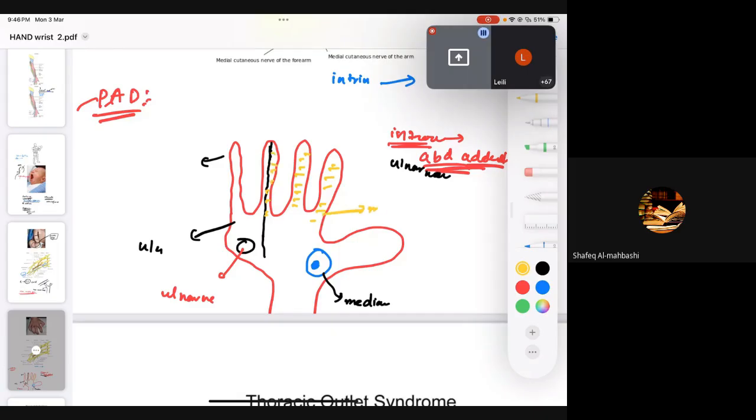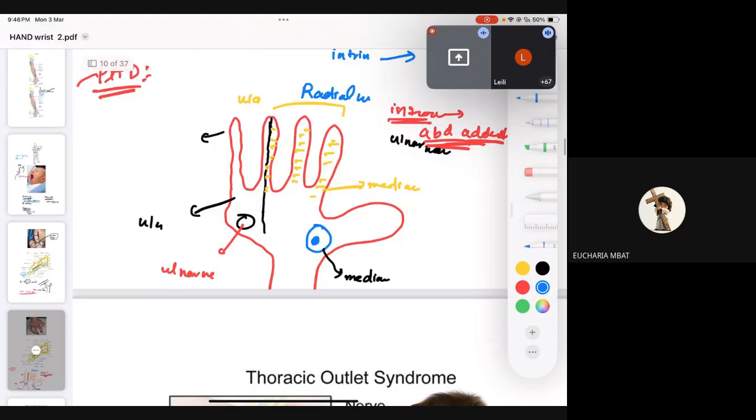It's done by your median nerve. While at the back, again, this 1.5 is by your ulnar nerve. But at the back, on the dorsum, the sensory supply is from the radial nerve, right? Did you guys understand? Okay, I shall repeat it.